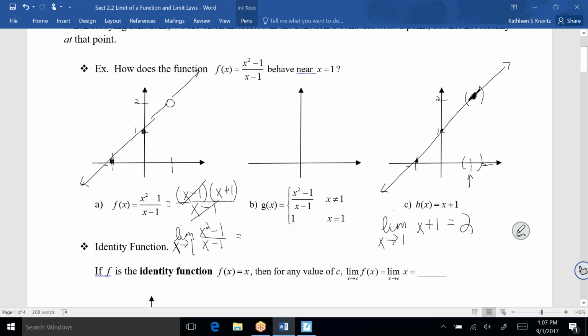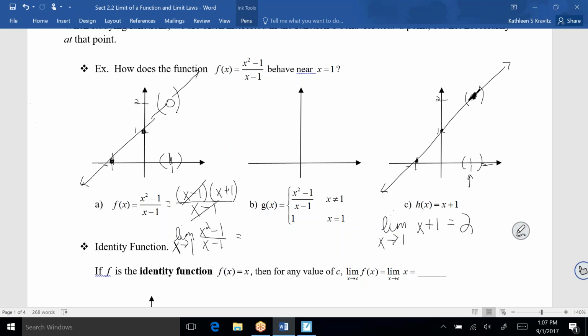So if we're getting close to 1, we can look at it from the left-hand side and from the right-hand side. The x values are getting close to here. What's happening to our y values up here on the graph? What are our y values getting close to? It doesn't matter that it's not defined exactly at 1. We're looking at what it is getting close to. When our x values are getting close to 1, what are our y values approaching?